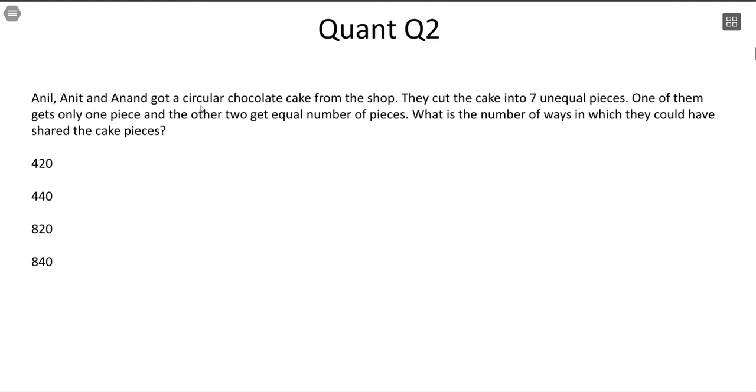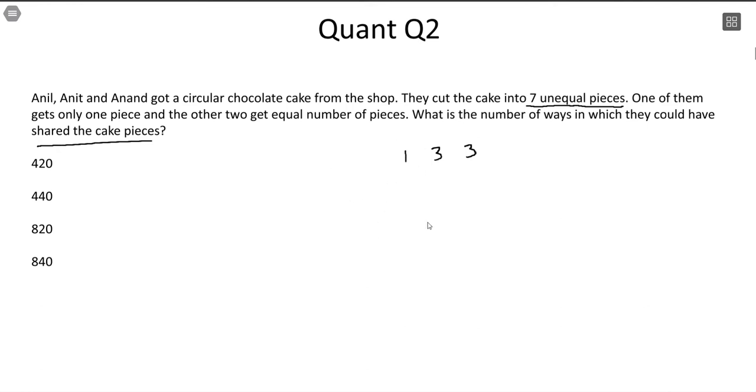Anit and Anand got a circular chocolate cake from the shop. They cut the cake into 7 unequal pieces. One of them gets only one piece and the other two get equal number of pieces. So they get 1, 3, 3 pieces. What is the number of ways in which they could have shared the cake pieces? There is a very inviting wrong answer among the options. Hopefully you did not go there.